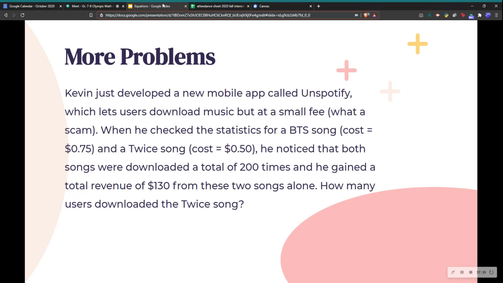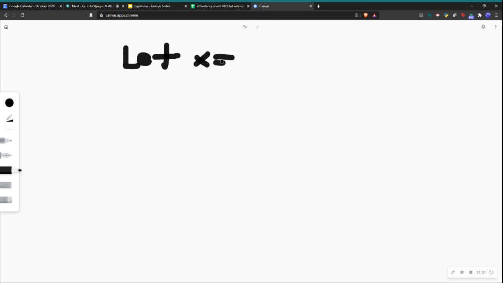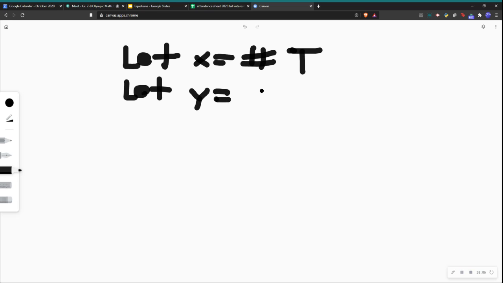Let's ignore K-pop stuff. So let's have 2 variables. So let x equal, trying to figure out how many users download the Twice song. So let's x equals number of Twice downloads. Let's just call it number t. Let's keep it short. We also need another variable. Even though we're not trying to solve for this, we still need this variable so we can solve for x. So let this be number of BTS downloads.